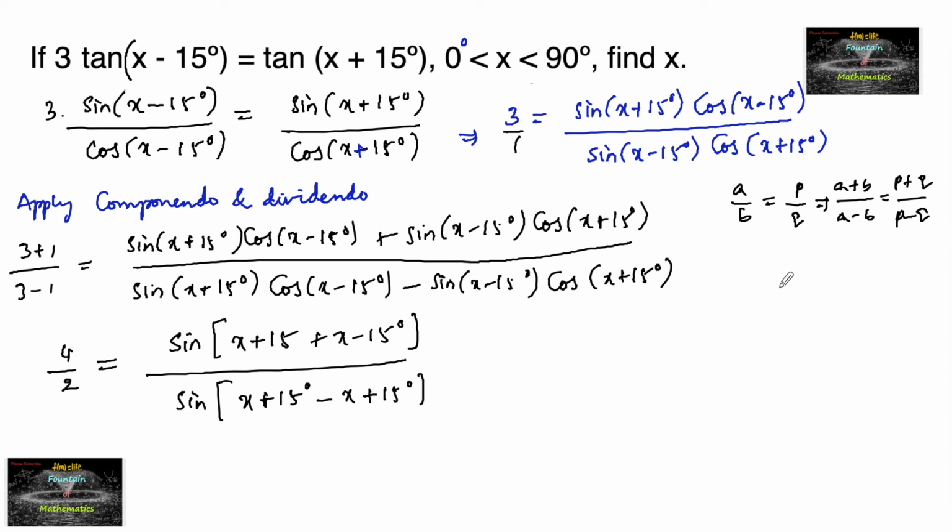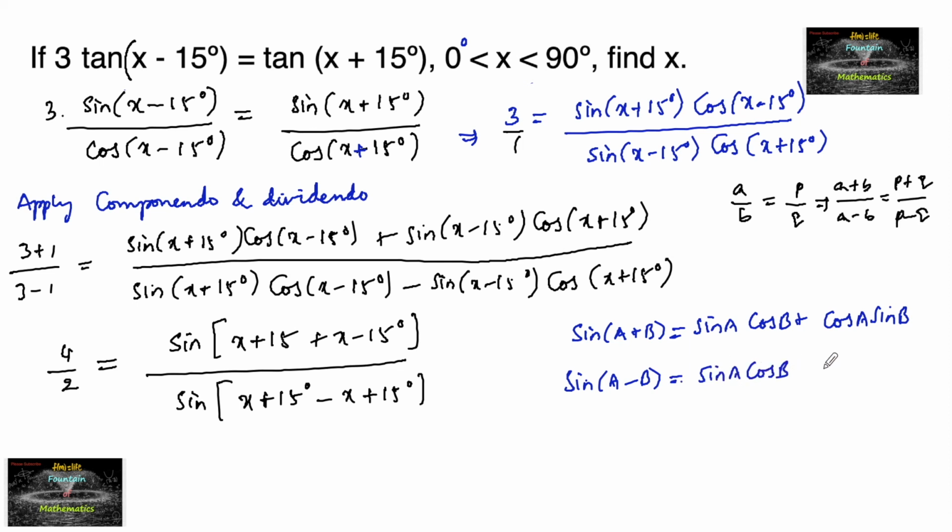Since, let me write here, sin a plus b is equal to sin a cos b plus cos a sin b, and sin a minus b is equal to sin a cos b minus cos a sin b.